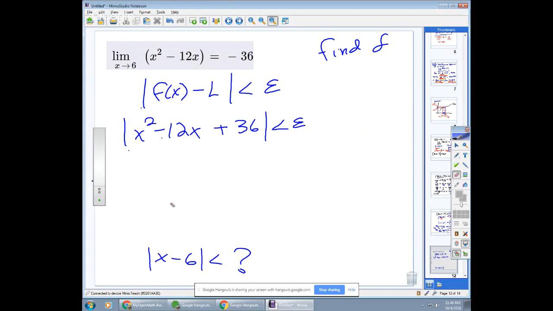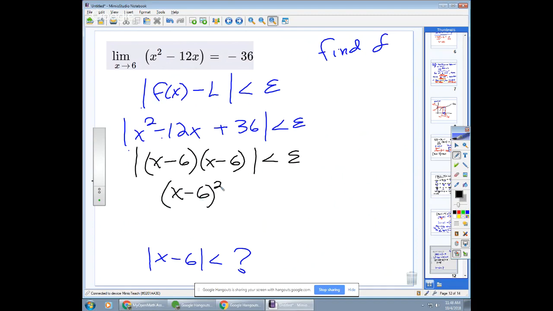Somebody suggest something. We could factor it. Ooh, it factors. Yes, that's a beautiful start. It factors as x minus 6 times x minus 6, doesn't it? Sure. Yeah, cool. Now I can write that with less ink, can't I? I could call it x minus 6 squared. Okay, I'm going to erase my goal for a minute. It's kind of in the way.